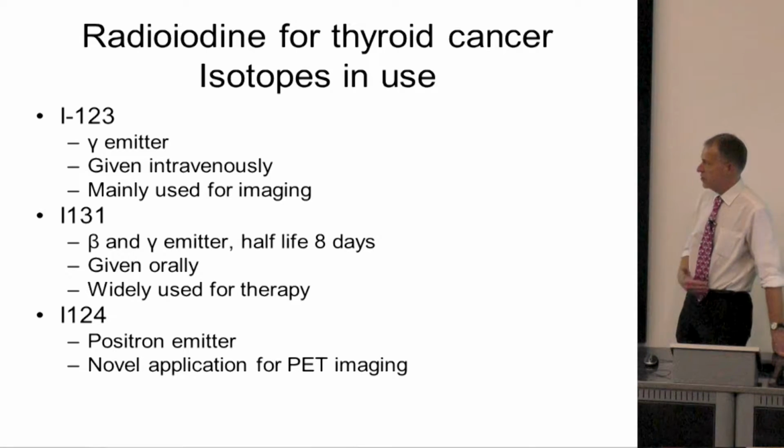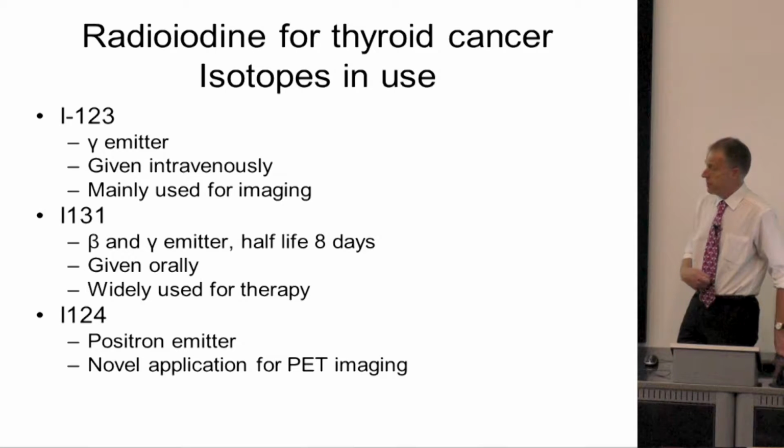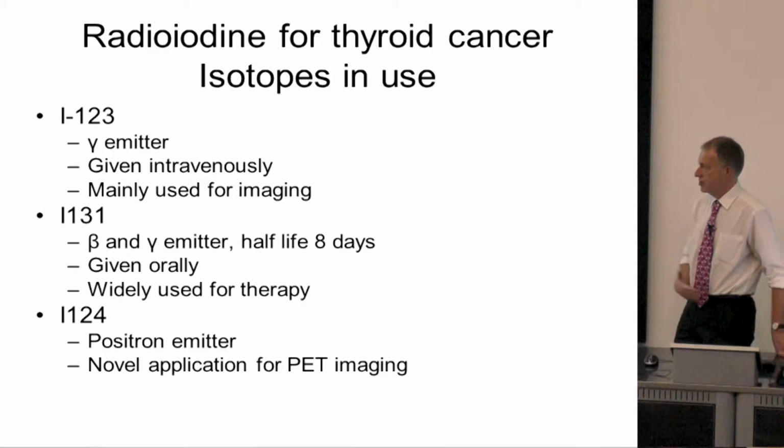The isotope we use most commonly is I131. This is particularly useful because it's a beta and a gamma emitter. It emits both. Half-life, as I said, is about 8 days. And it can be given orally, so it's very convenient. The patient just swallows a capsule, and that's all there is to it. The beta particles are what's useful for the therapy, so that delivers the energy, kills the cells. But the gamma emissions are very useful because we can detect them with a gamma camera and see where the stuff's gone. And as I said, this is very widely used for therapy.